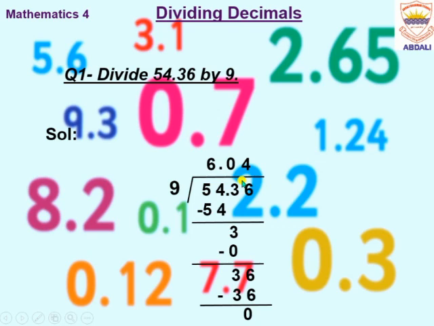Now you can see that if you multiply 6.04 by 9, you will get 54.36. It means your division is right, your method is right, and you can solve it in this way. You have to keep in mind the points that I told you in this video, which will help you in solving the division of decimals. Okay, you have to practice these questions at home as much as you can.